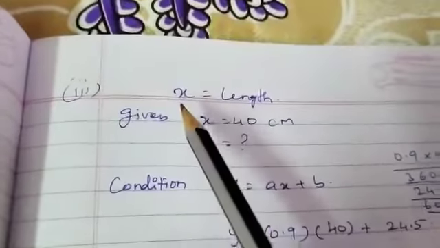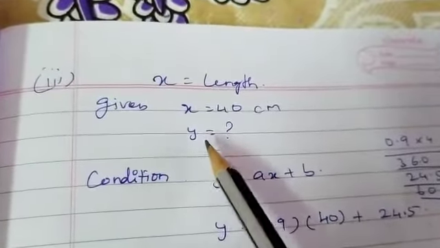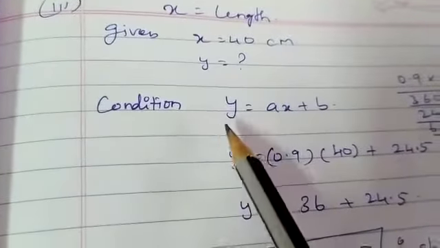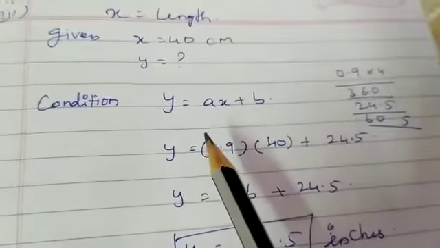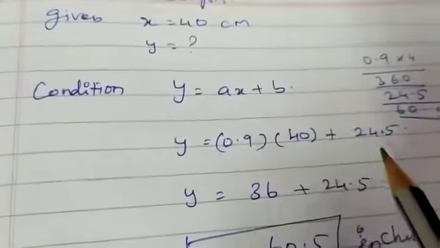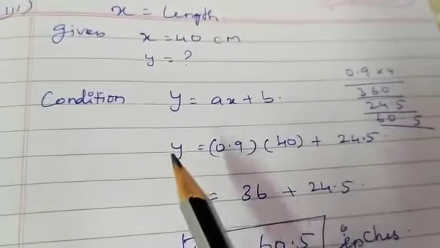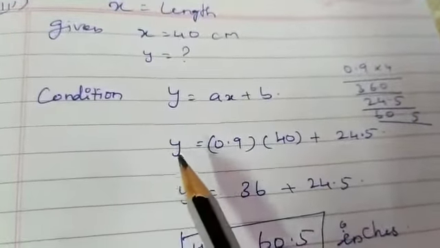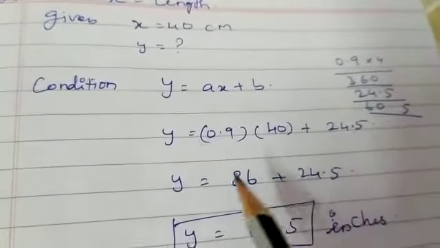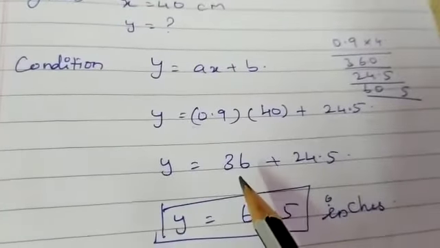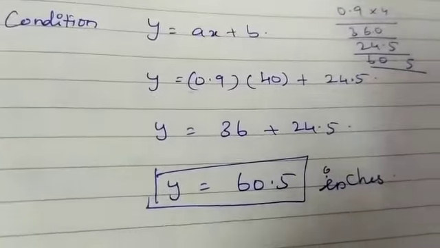So in the third part, x is given as 40 centimeter. We are just going to find y. And you already know the condition, y equal to ax plus b, and already you know the values of a and b, 0.9 and 24.5. We are substituting x, a and b values in this equation. We get y equal to 0.9 into 40 plus 24.5, that is y equal to 36 plus 24.5, that is y equal to 65 inches.